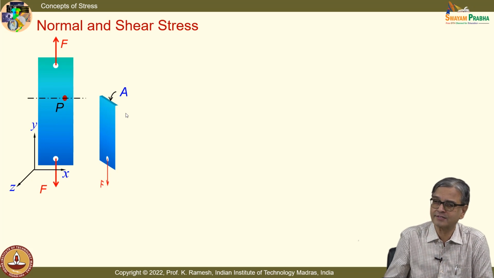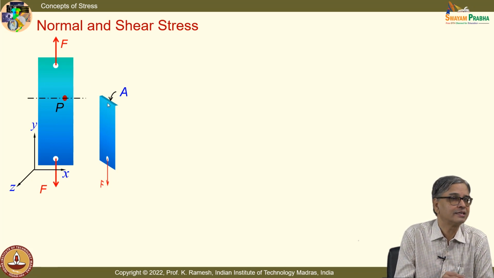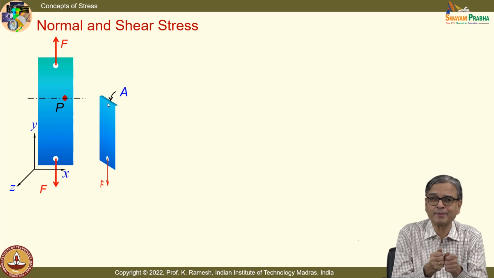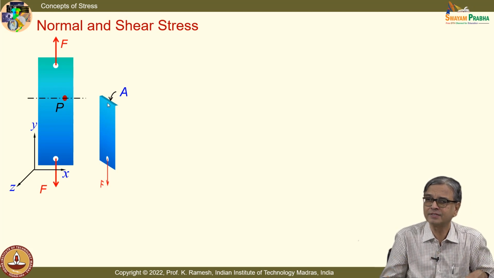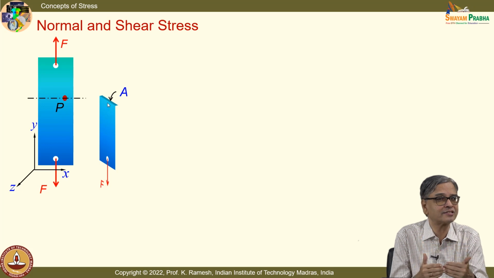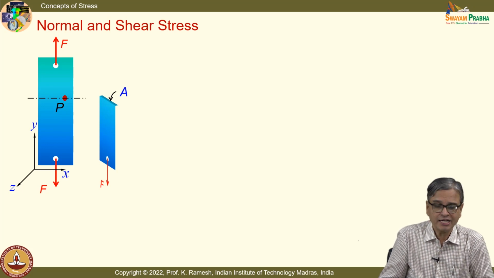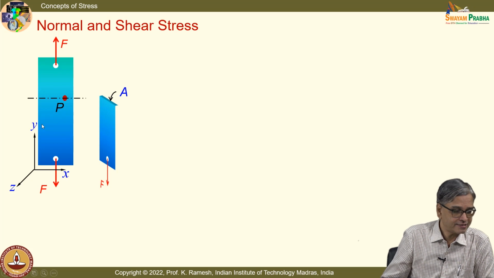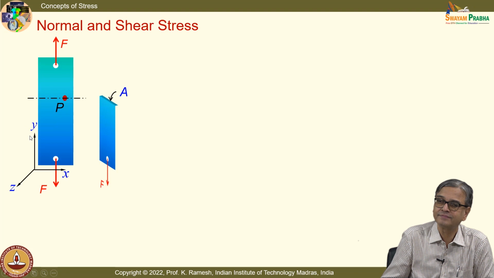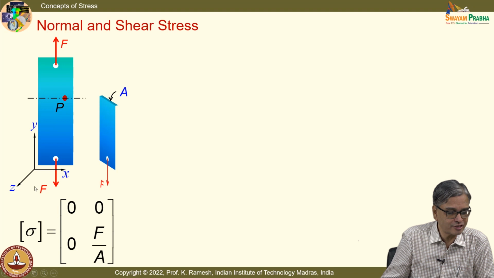How do I write for this? I have determined from my mathematics, from a simple appreciation of what happens to a member subjected to tension, the stress as F by A. If I go back with the reference axis, actually this corresponds to what happens in the y plane. There is no stress in the x plane. So, I can write this in tensorial notation as sigma equal to [0, 0; 0, F by A]. Is the idea clear?